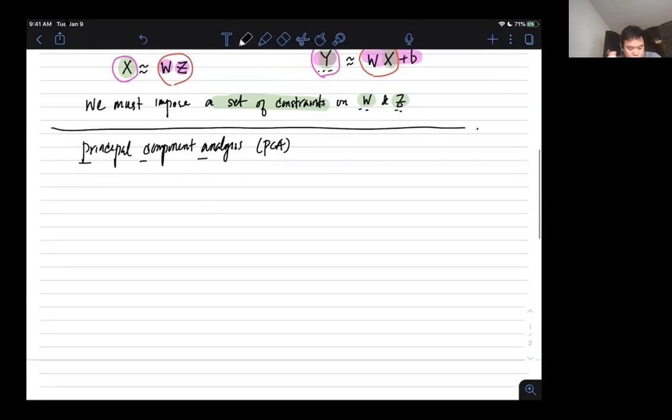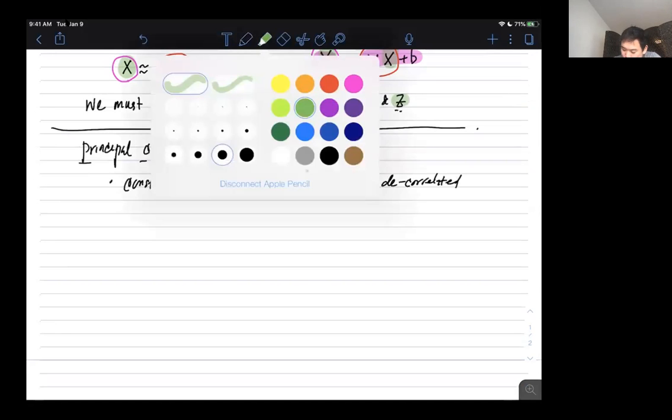So what are the constraints here? Our constraint is actually pretty simple. Our constraint is that the code dimensions have to be decorrelated. Now there are a number of terms that you might not be too familiar with, so let's go over them one at a time.